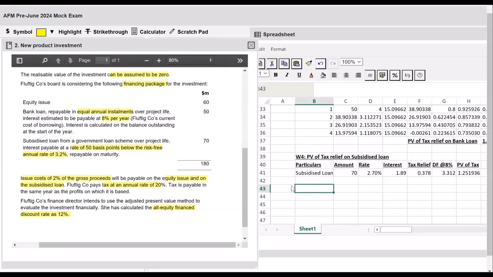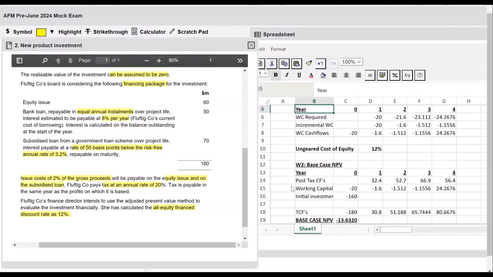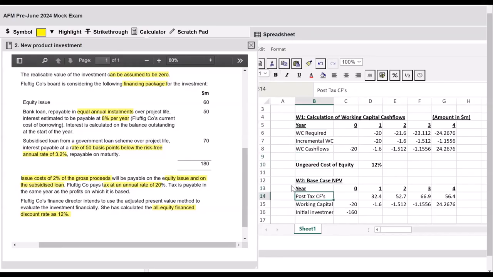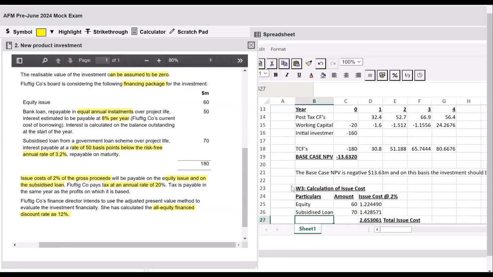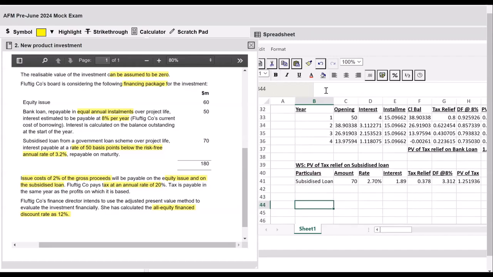Next, the last working note. So we are done with working note 1, which is the working capital cash flow. Second one, which is the base case NPV. Third one, issue cost. Fourth one, present value of tax relief on interest. And this one on subsidized loan, which is the fifth working note. And finally, working note number 6, which is the present value of the benefit that we have because of the subsidy. So the after tax subsidy benefit.